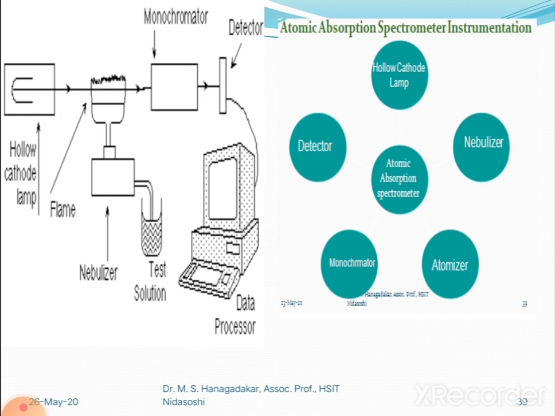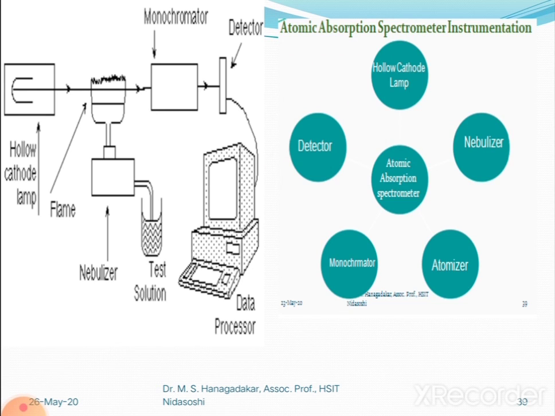Then the fourth component is the monochromator. This is the most important part of this instrument. It allows the particular wavelength of light radiation by absorbing the other unwanted light radiation which is transmitted from the flame.